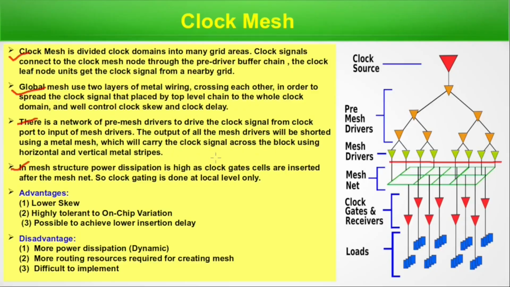In the mesh structure, power dissipation is high, as clock gate cells are inserted after the mesh net, so clock gating is done at the local level only. Advantages: lower skew, highly tolerant to on-chip variation, and possible to achieve lower insertion delay. Disadvantages: more power dissipation and difficult to implement. The structure is complex. It's basically more power hungry, so dynamic power dissipation in this structure is more, although OCV, on-chip variation, is less and delay is less. So these are two structures. We are done with this slide. We will move to the next slide.